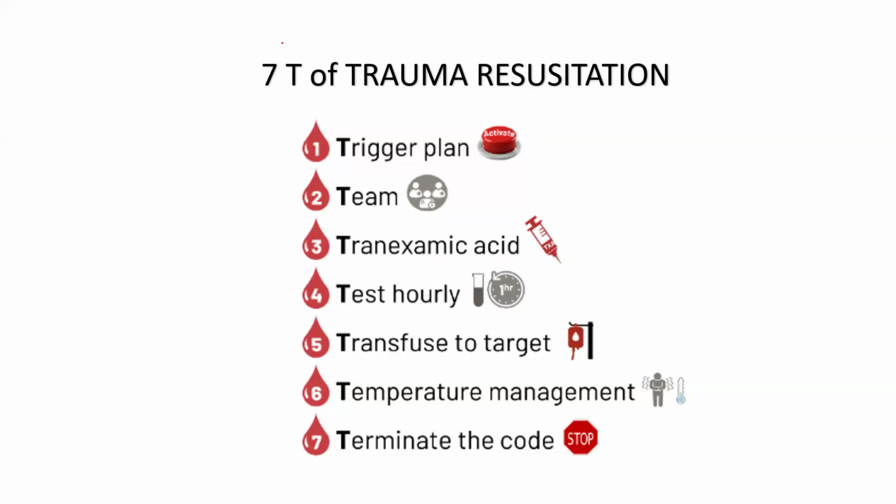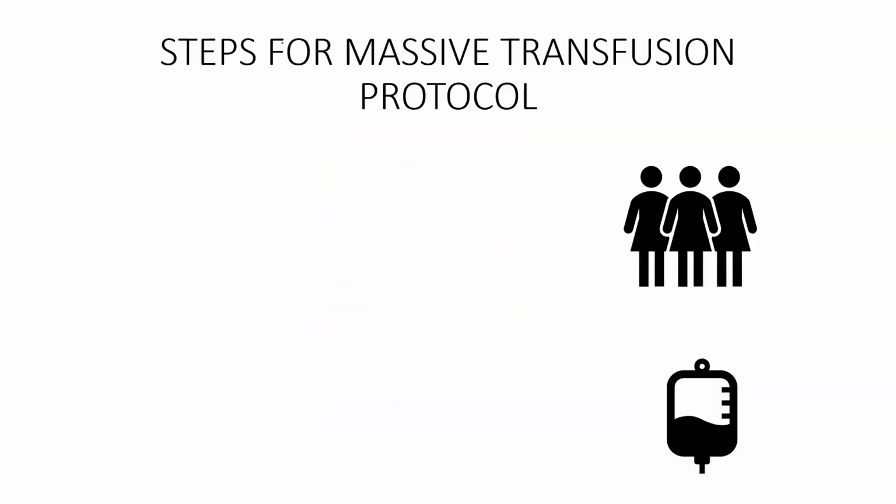So, by and large, the 7 T's of trauma resuscitation, just imagine that you have a patient, you activated the trigger plan, the team came into picture, you gave the tranexamic acid, you kept a check on the patient's vitals as well as the blood parameters, you checked if the transfusion targets are reached, you maintained the patient's temperature, and the patient is healthy now, and you terminated the code. Okay, so these are the 7 T's of trauma resuscitation.